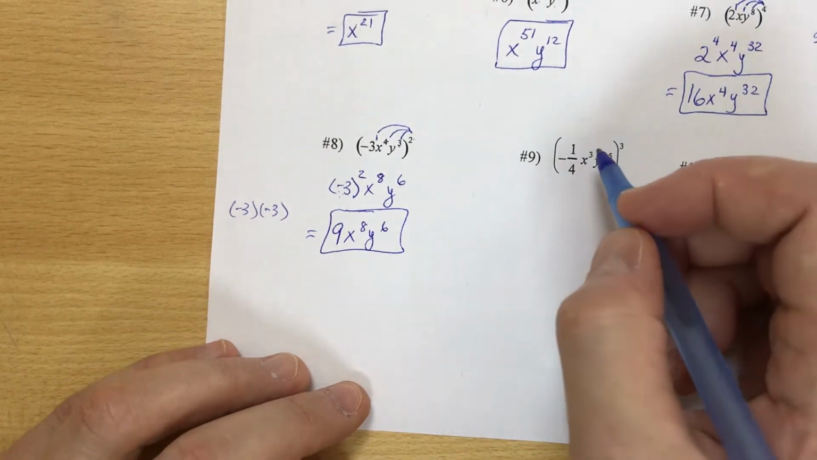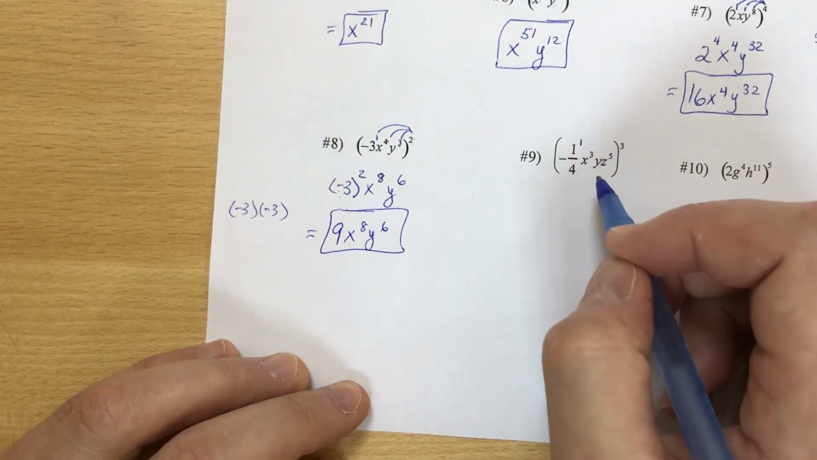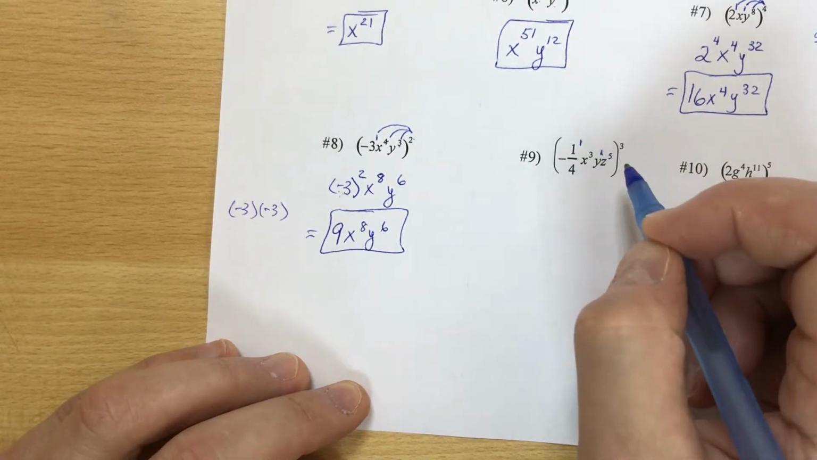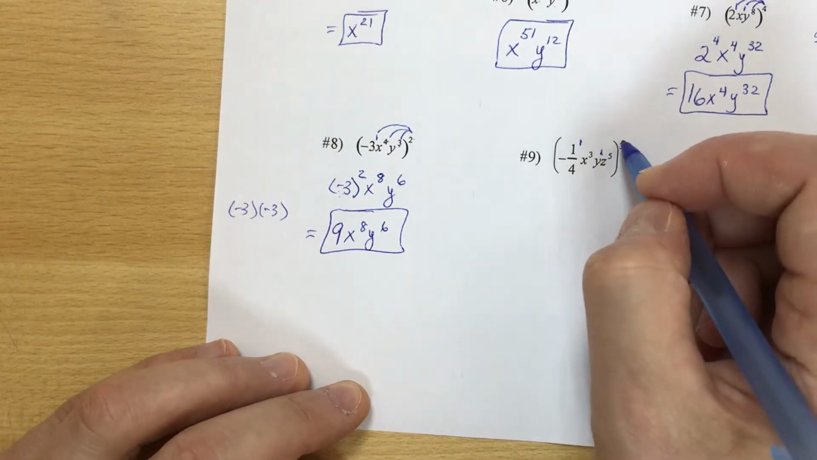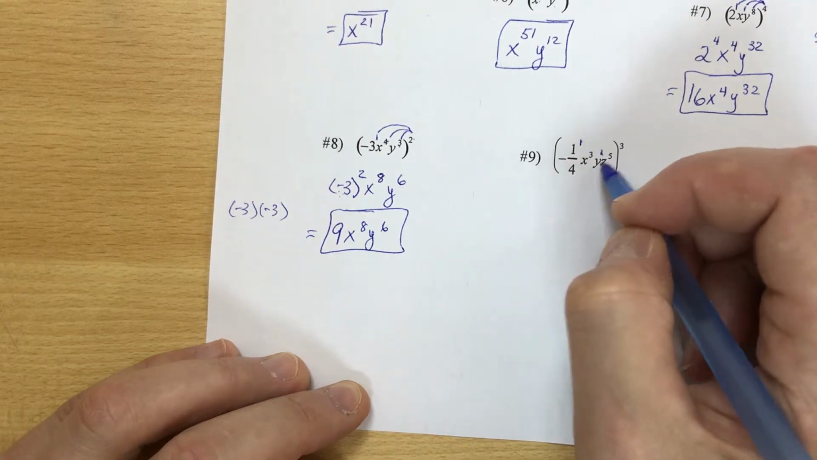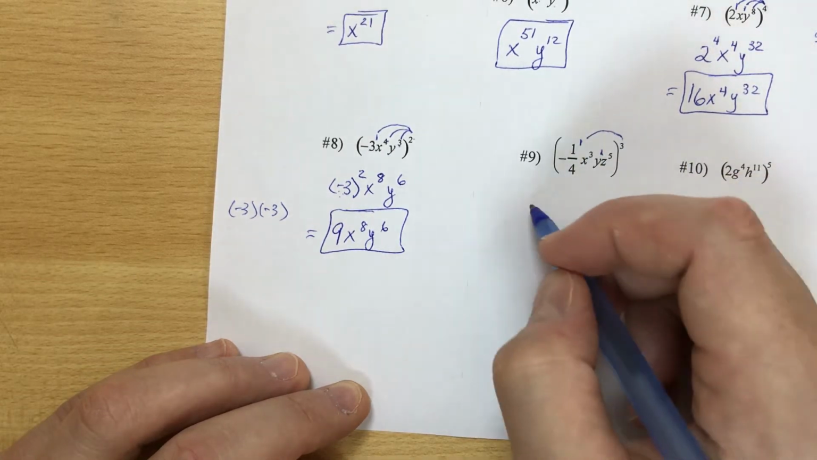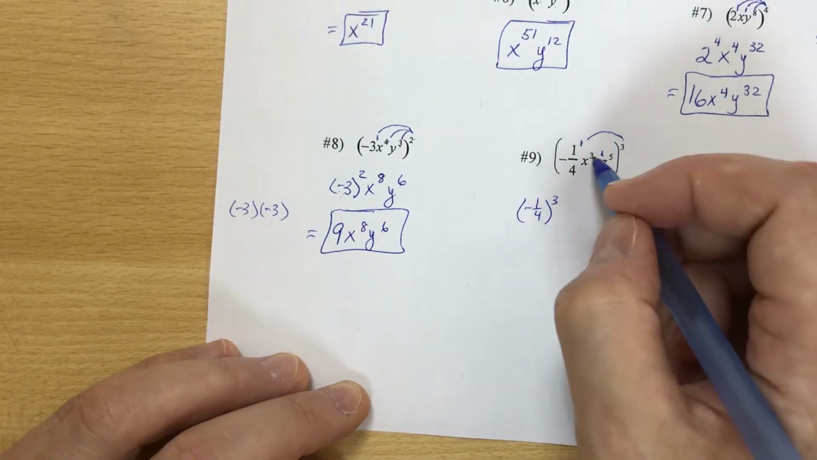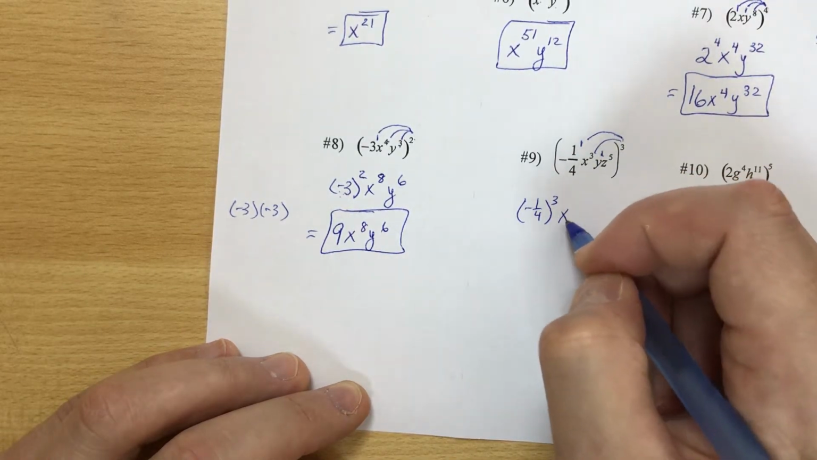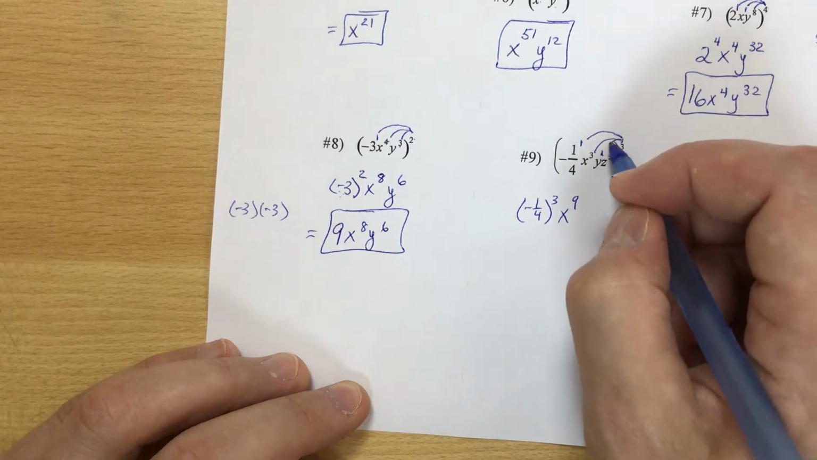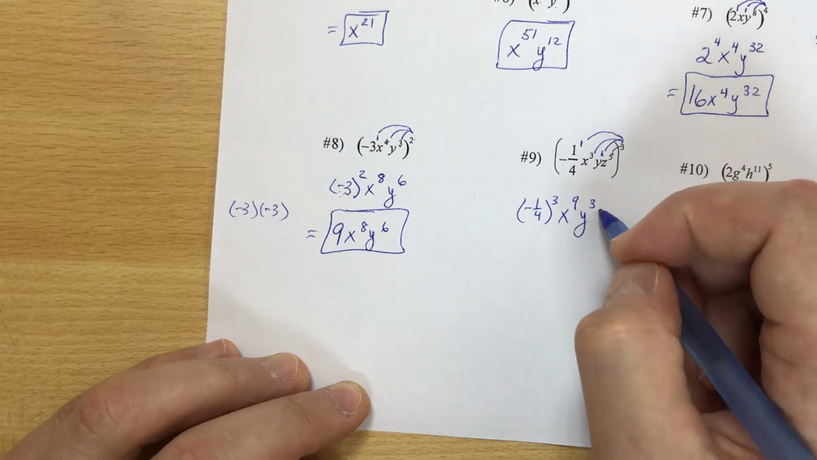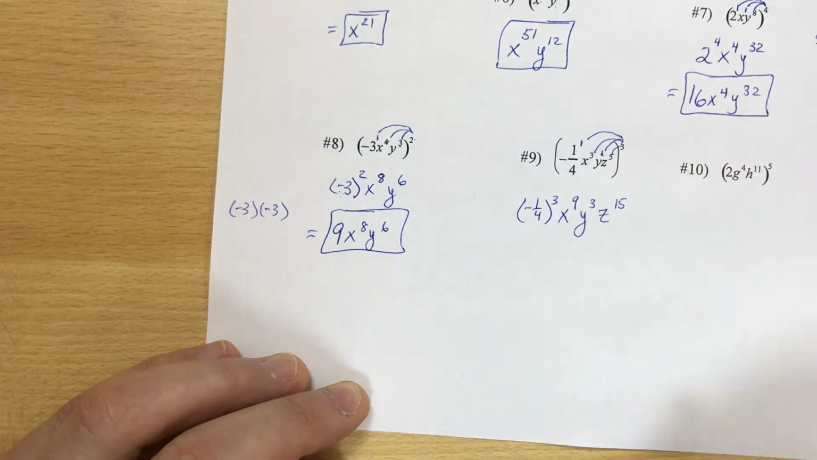Number 9. Okay, we have a fraction coefficient. That's okay. I'm going to put the ones in for the exponents that are not listed. Okay, the outside exponent, we're raising all of this to the third power. So this becomes negative 1/4 to the third. X to the 3 times 3 is 9. Y to the 1 times 3 is 3. Z to the 5 times 3 is 15.